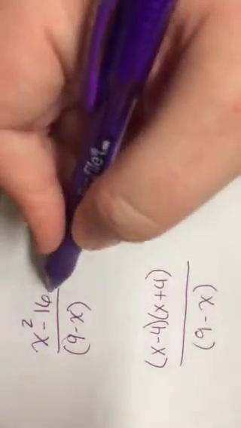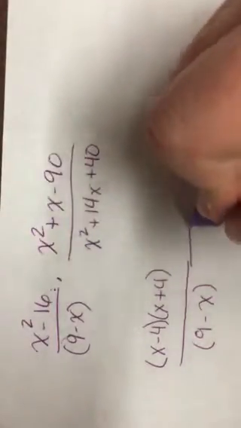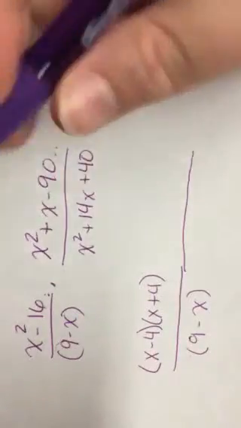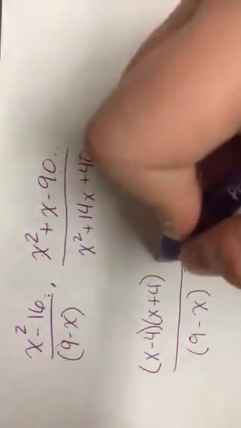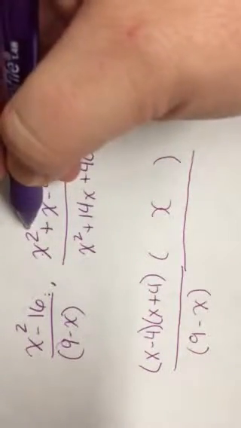Okay, so all I've done so far is factor this x squared minus 16. Now I'm going to go ahead and extend my fraction line here because I know I'm going to have to factor here. Factoring this quadratic, I know I'm going to have two sets of parentheses. What times what gives us x squared?